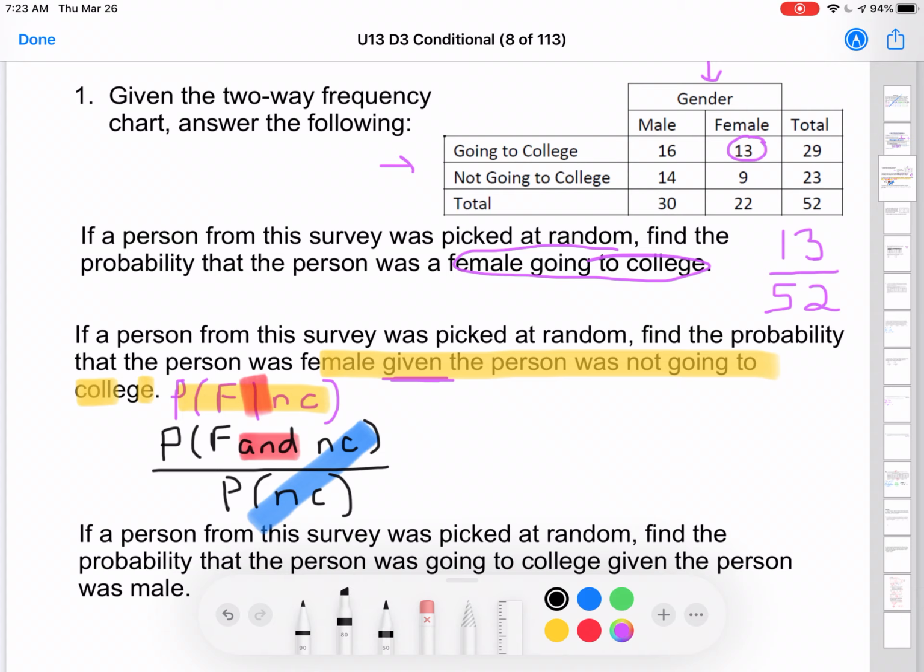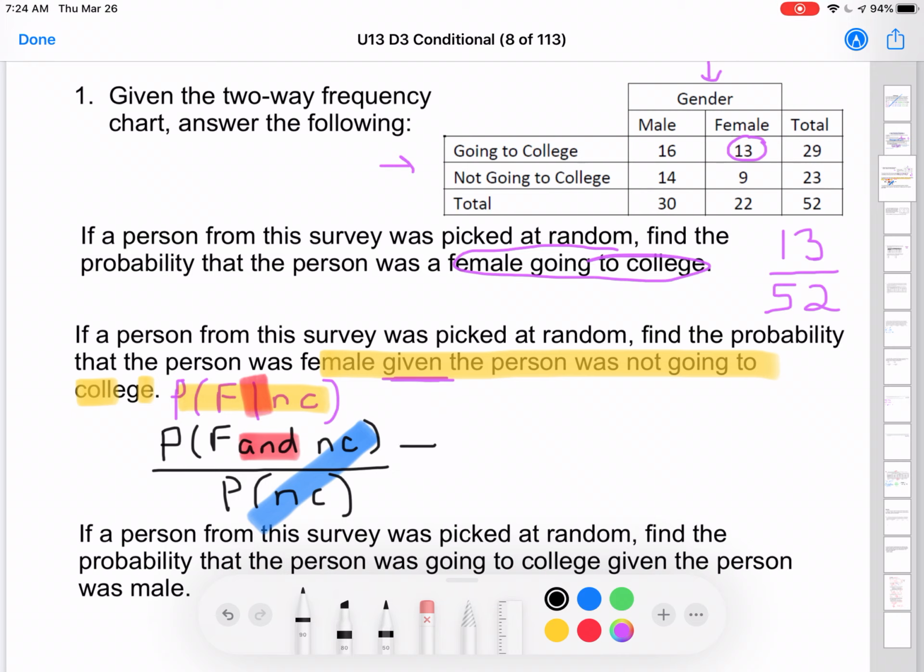Okay, so now let's replace in. Let's find the probability of female and not going to college. There's 52 altogether. Female and not going to college is 9. And now the probability of not going to college, well, there's 52. How many people are not going to college?